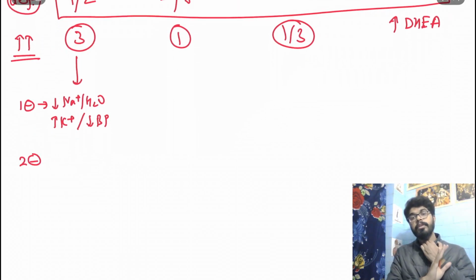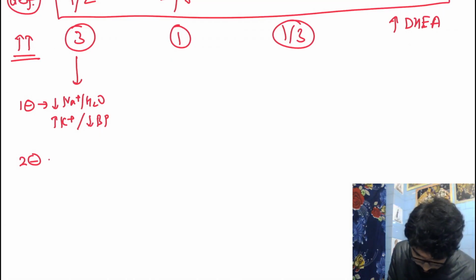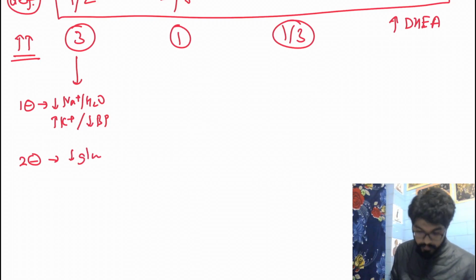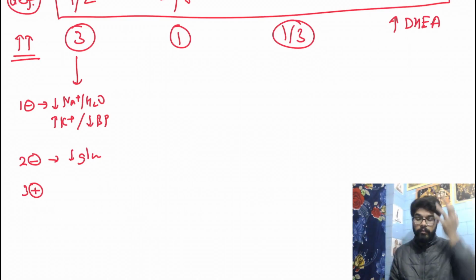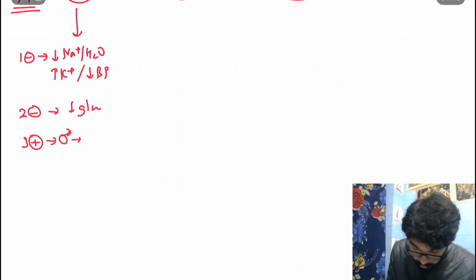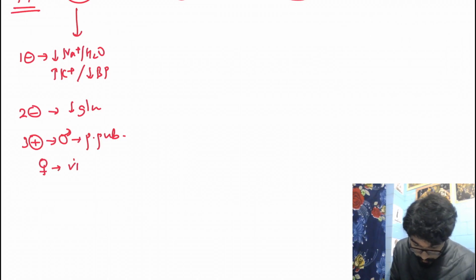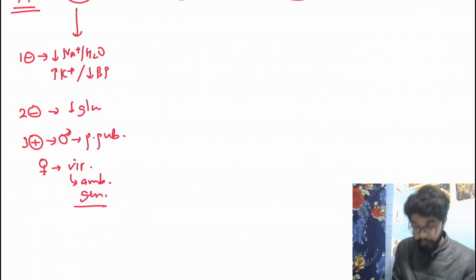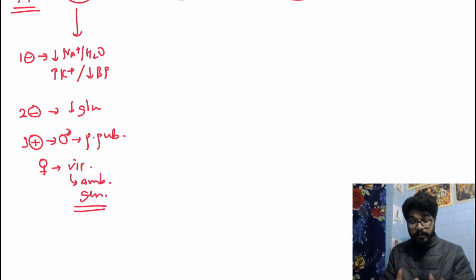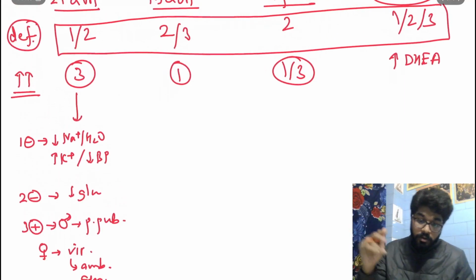Okay. Next, 2 is also deficient. Remember that 2 is deficient in all the forms of congenital adrenal hyperplasia. So there would be decrease in glucose. And 3 would be in excess. Now 3 androgens are excess. Now if we talk about androgens, right, excess androgens in a male would cause precocious puberty, whereas in a female they would cause virilization resulting in ambiguous genitals. So these are the clinical features that we need to search for when we are talking about 21 alpha hydroxylase deficiency.